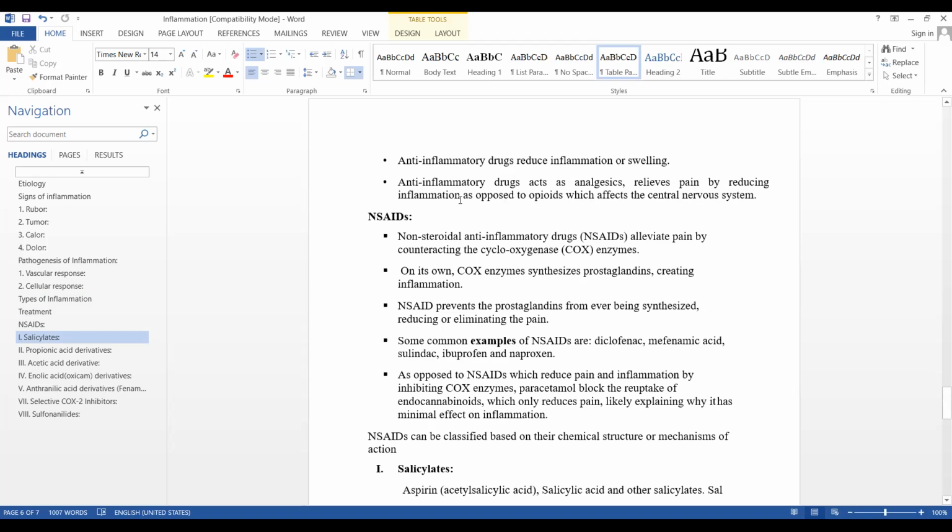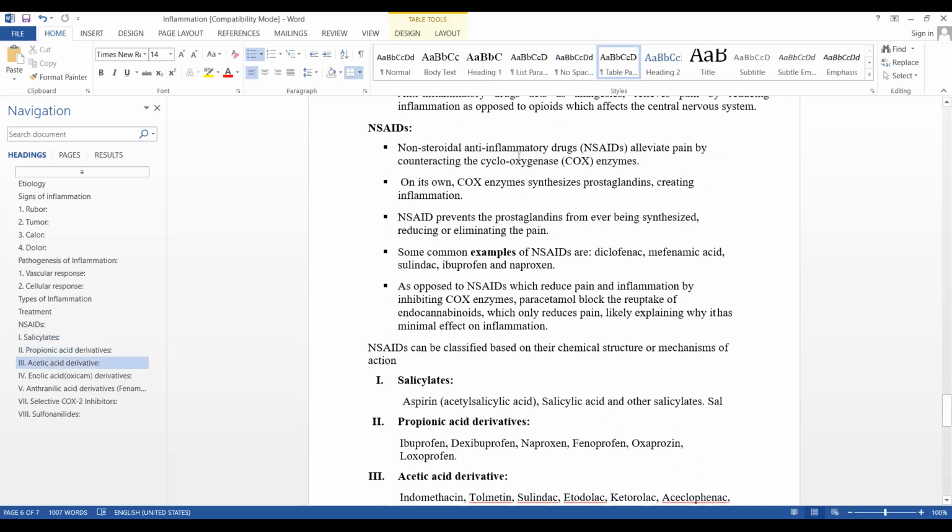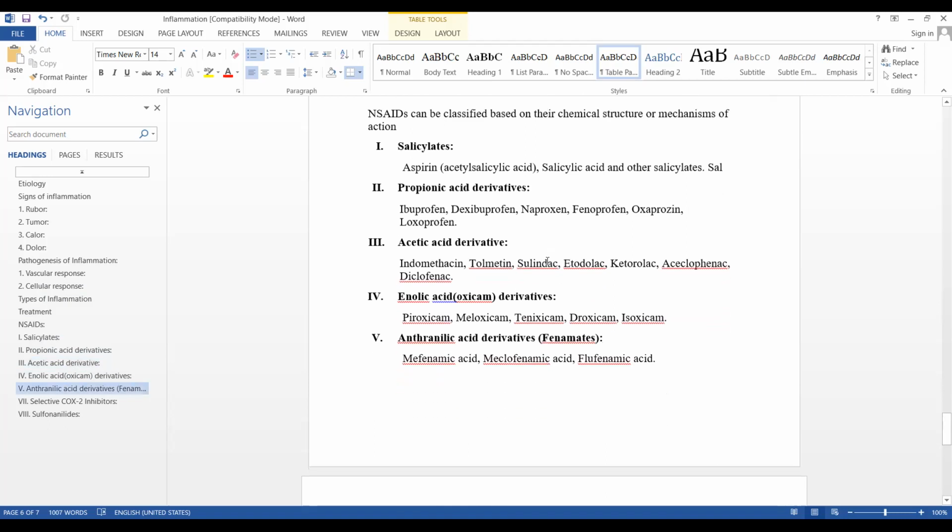Just keep in mind that anti-inflammatory agents act as analgesics. NSAIDs, that is non-steroidal anti-inflammatory drugs, keep that much in mind. They relieve the pain by inhibiting the cyclooxygenase, that is the COX enzymes. That is for detailed study. Some examples of NSAIDs to keep in mind: diclofenac, mefenamic acid, ibuprofen, naproxen.